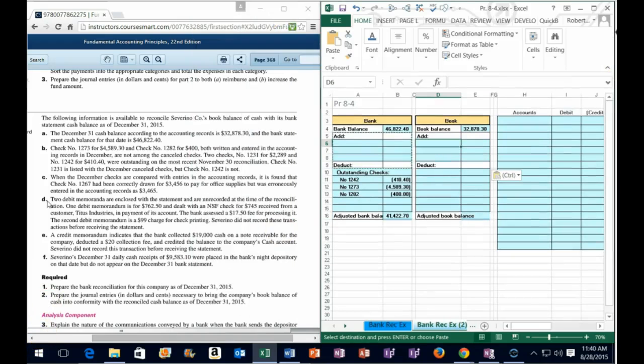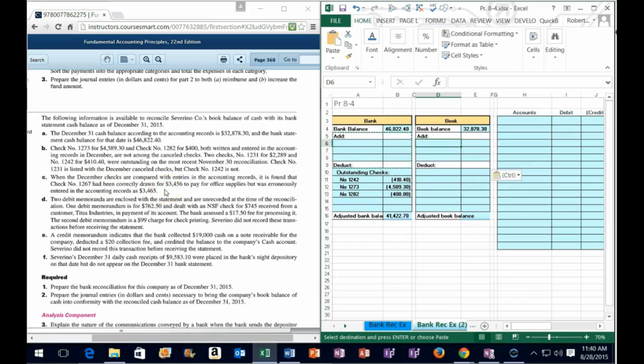So C says, when the December checks are compared with entries in the accounting records, it is found that check number 1267 had been correctly drawn for $3,456 to pay the office supplies, but was erroneously entered in the account records as 3465. So we transposed the last two numbers. So what is happening here is we're comparing our books, going down our books, comparing them to the bank statement, and we're seeing that the check number is the same, but in our records we have a different number than what's in the bank account.